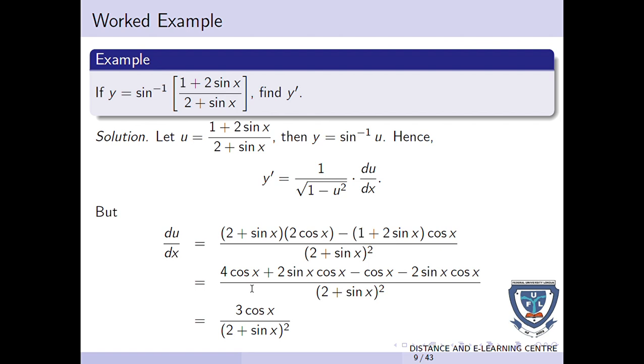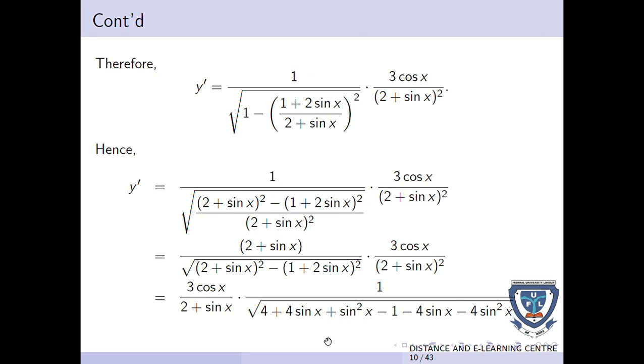Now, in this particular problem, we let u be everything in the bracket, which is 1 plus 2 sine x all over 2 plus sine x. Then you write your y to now be arc sine u. And what this means is that you're going to do two things here. You're going to differentiate y with respect to u and differentiate u with respect to x, and you take their product. This is what we call the chain rule. And when you do that properly, this is what you're going to get. And the final solution here will be 3 cos x all over 2 plus sine x all squared.